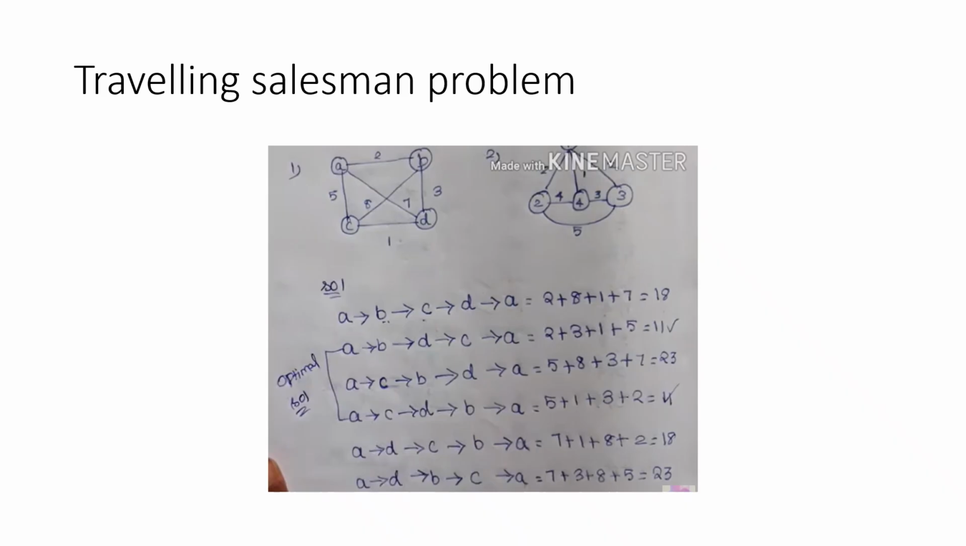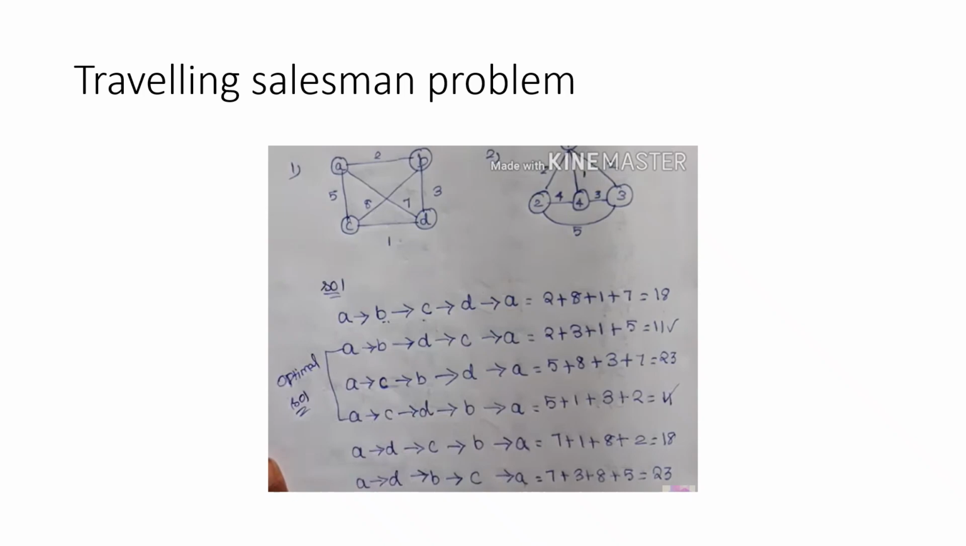And the next one, another combination of A to D. Here A to D the path cost is 7, then D to B the path cost is 3, then B to C the path cost is 8, followed by C to A, which has the path cost of 5. So total 7 plus 3 plus 8 plus 5 equal to 23. So these are all the path cost values. They can be represented as connections of directions for each level.